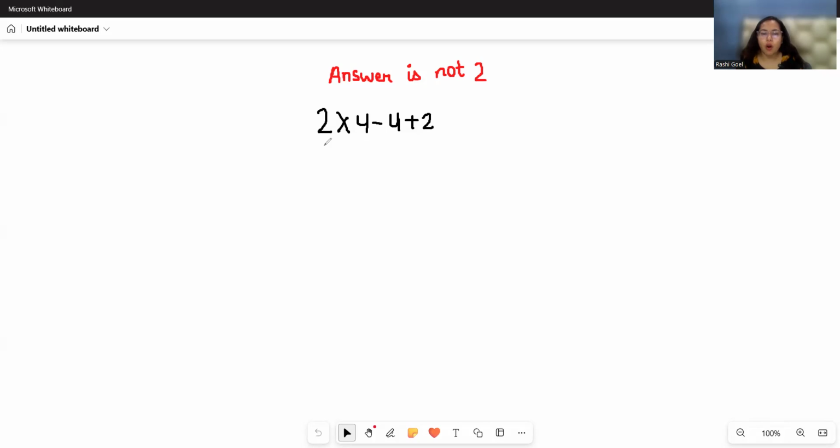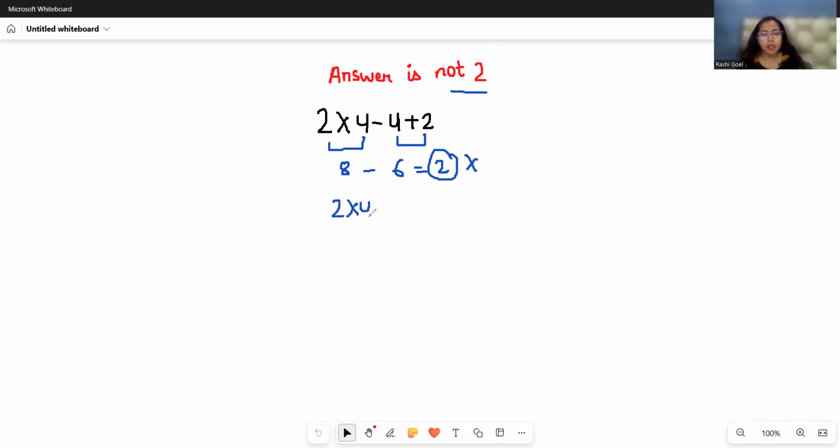So we are going to solve this order of operation question, that is 2 times 4 minus 4 plus 2. Many people fail to solve because they solve it like this: 2 times 4 as 8 and 4 plus 2 as 6 and 8 minus 6 is 2, which is a wrong answer. We already mentioned that the answer is not 2. So what is the correct answer and correct approach?